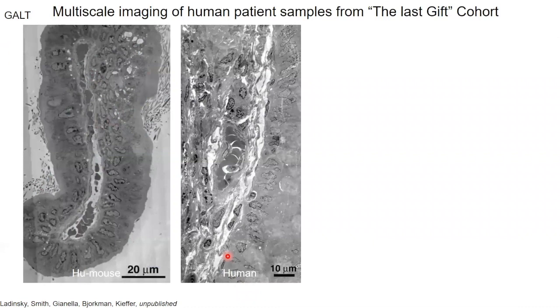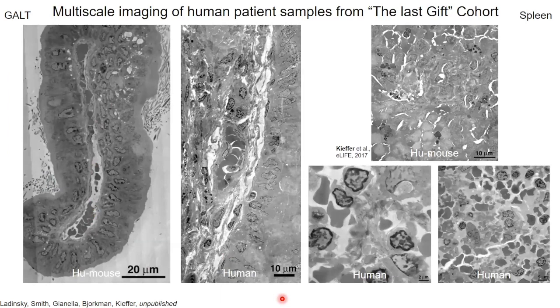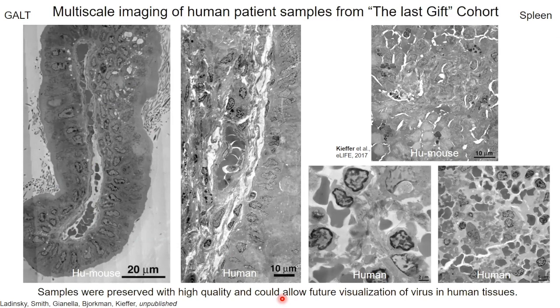And this is another example where on the left is a humanized mouse. This would be a vascularized region of lamina propria from a villus in the intestine. You can see this sort of central region that's similar. And so we had pretty good cellular preservation. There's not a lot of extraction of the samples in the human patient, for example. And then if we look to the next one, we can also do this in spleen. Same thing, the levels of preservation were quite good, high quality.